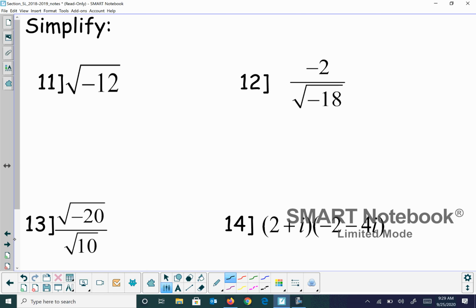All right, so let's start simplifying these. So we know that it's going to become i root 12. I can break 12 down to 4 times 3. So the square root of 4 is 2, so I get 2i root 3 for an answer on this first one.